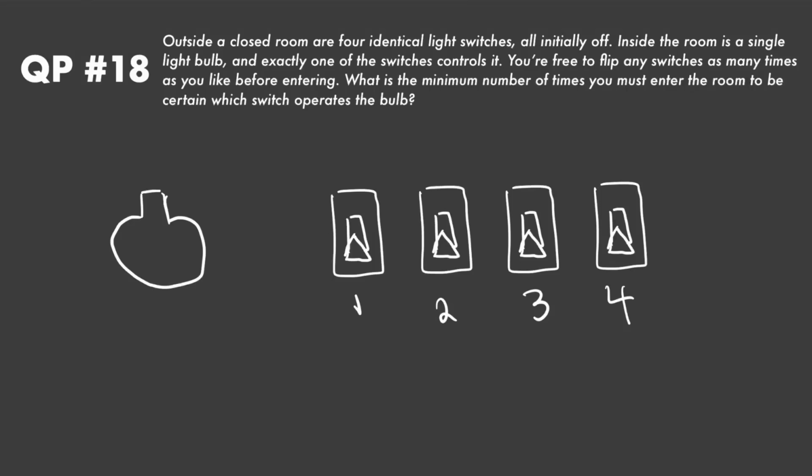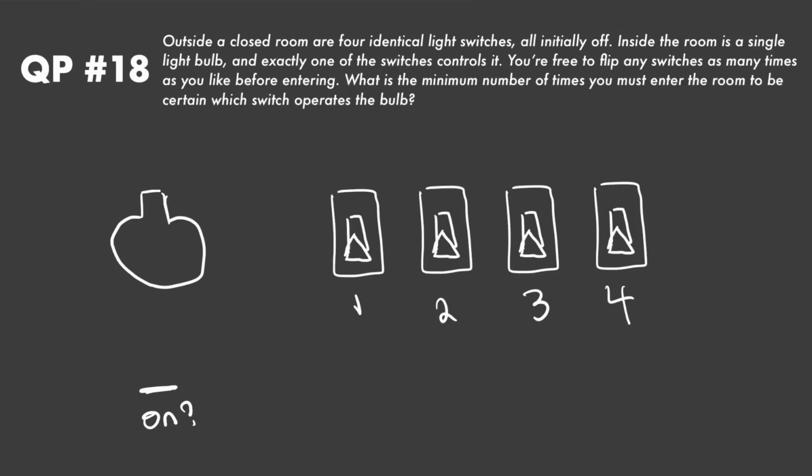Now we can approach this like we have a bunch of problems before, where we're trying to find the minimum number of something, and that's basically going to require us to maximize the amount of information that we can gain on each trip into the room. So what information do we have upon entering? Well, we can observe the light bulb and see if it's on or off. So I'll call this "on?"